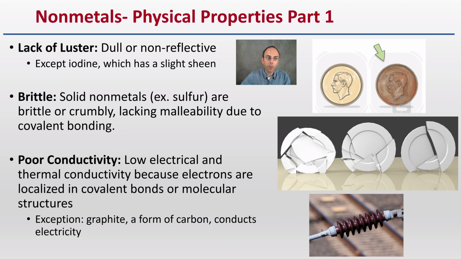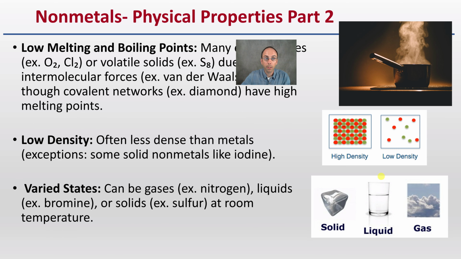They're also very brittle, as solid nonmetals can be called crumbly, lacking malleability due to covalent bonding. They also are poor conductors. You can think of them as having greater insulating properties. They have low electrical and thermal conductivity because the electrons are localized in covalent bonds or molecular structures, not able to really move freely around. The exception here would be graphite, a form of carbon that can conduct electricity. But again, overall, most nonmetals are going to be poor conductors, classified as insulators.